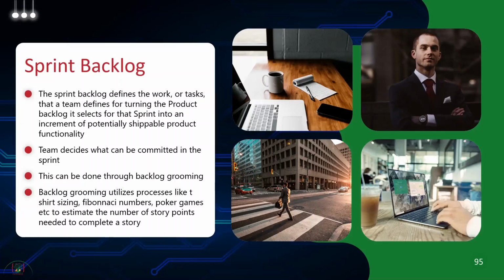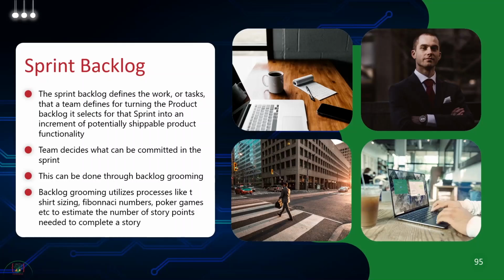What is the sprint backlog? The sprint backlog will define the work or the tasks that a team defines for turning the product backlog items that it selects for that sprint into an incremental, potentially shippable product functionality, right? So basically from the sprint backlog, you are taking the work, the user stories, the tasks that you can convert into a potential MVP, basically the minimum viable product.